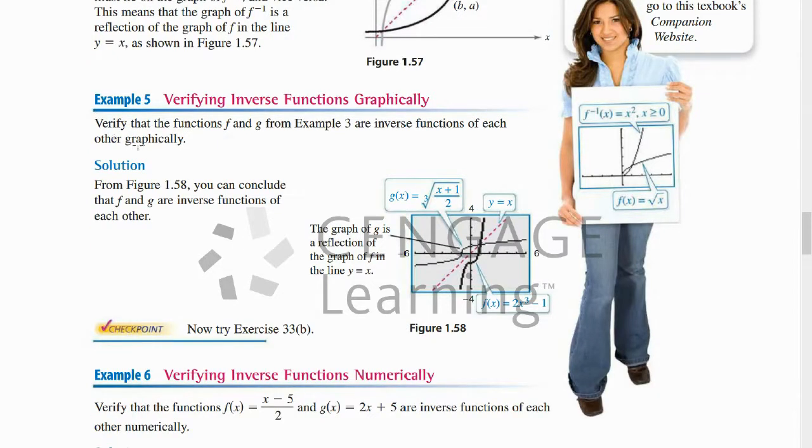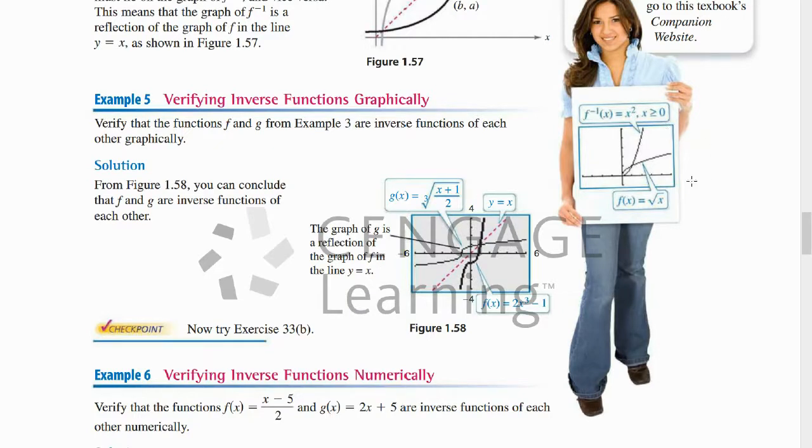So for instance, verify that the functions f and g from example 3 are inverses of one another graphically. What I would do is graph f of x as y1 and g of x as y2, and then notice here's what it looks like. If you want to jump into y3, you can put y equals x in there, and you would see this, and obviously those are reflections over that line. So that's how you would, quote, verify them.